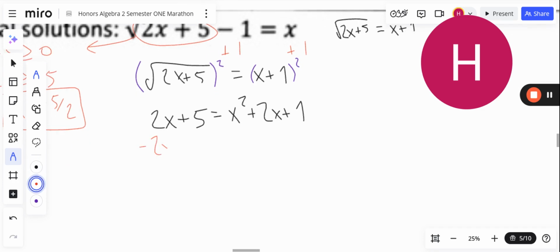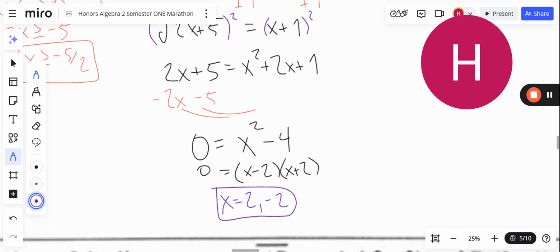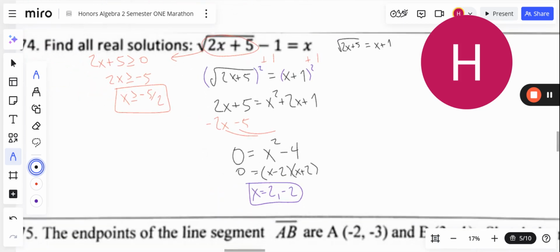Let's move things over. Minus 2x, minus 5. Oh, the 2x's cancel. And we end up with x squared minus 4, which of course is a very basic difference of squares. You should be super familiar with that one. x minus 2, x plus 2, which means x equals 2 and x equals negative 2. Now, neither of those are less than negative 5/2, which is good. They're both greater than or equal to negative 5/2, but we still need to check these.